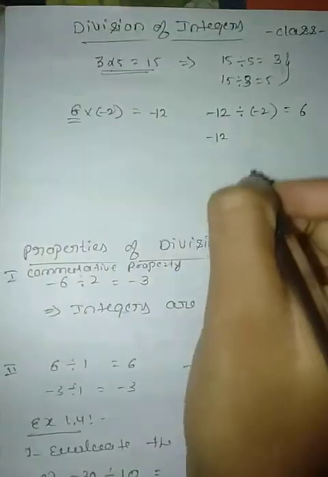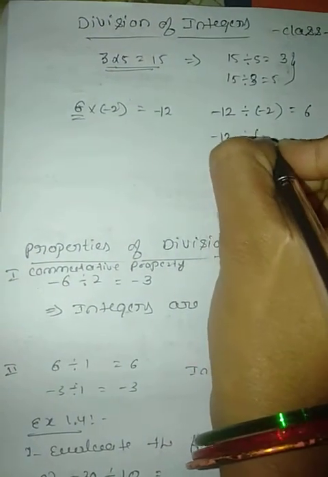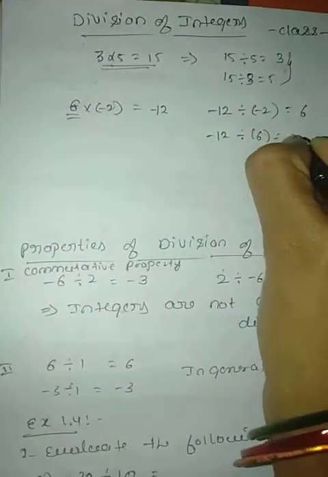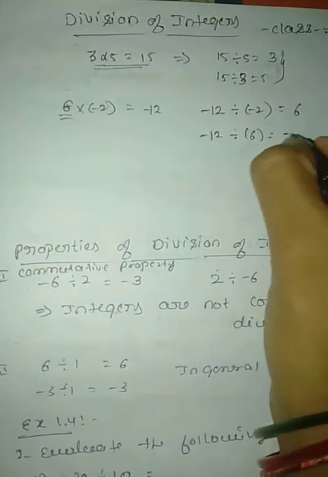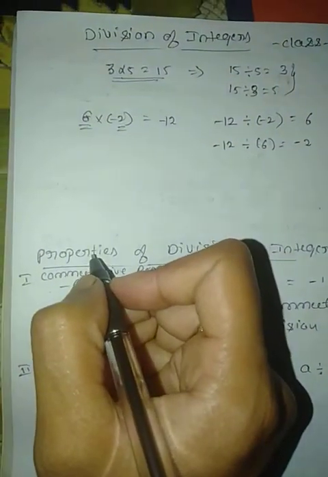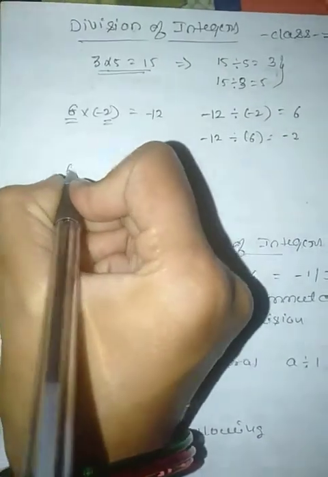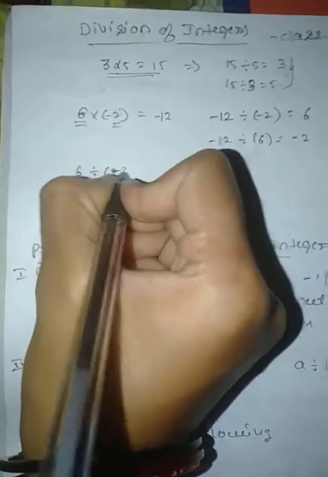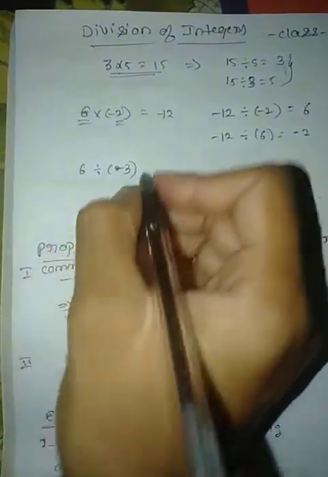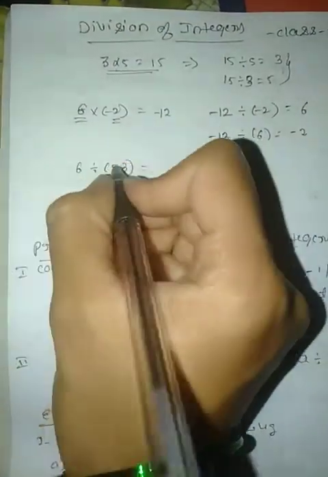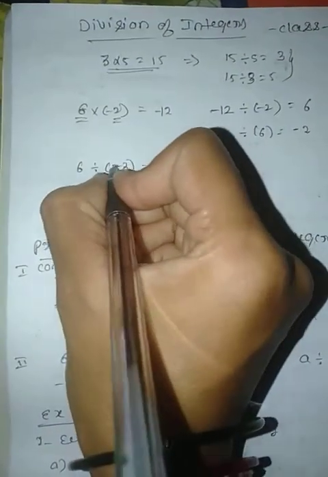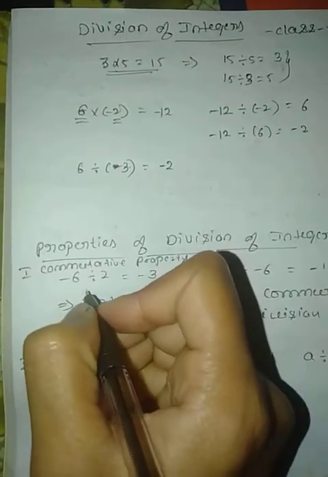Another one is minus 12 divided by 6. So minus is here, minus, 6 1s are 6, 6 2s are 12. So minus 2 is there. Okay. So take another example. For example, 6 divided by minus 3. So what will be the result? Here minus is there. So this is minus, 3 1s are 3, 3 2s are 6.